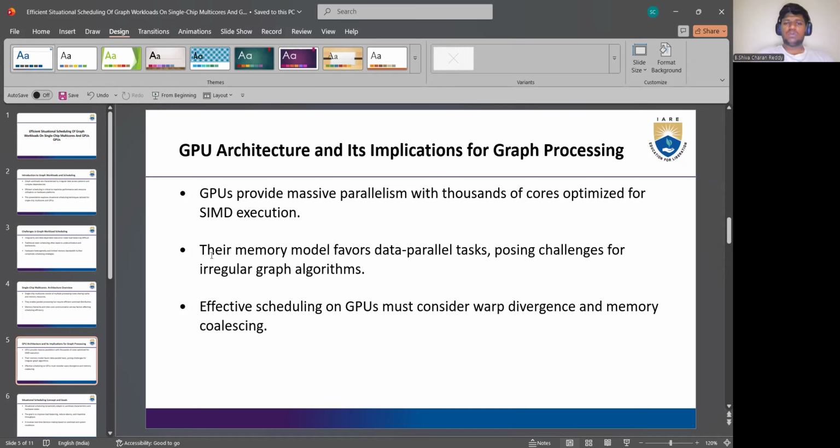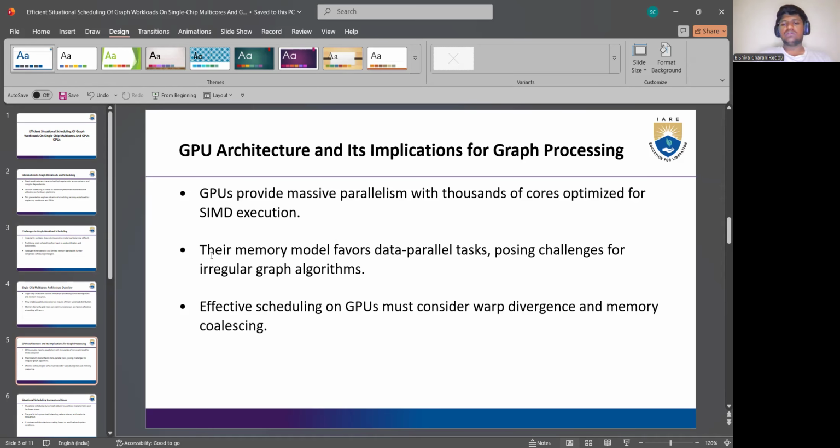So these GPUs provide massive parallelism. They have thousands of cores optimized for this execution. Massive parallelism is achieved using the GPU, with thousands of cores optimized only for this execution. The memory model of the GPU favors data parallel tasks, and it is specifically designed for data parallel tasks. For irregular graph algorithms, it may pose some challenges or be difficult.